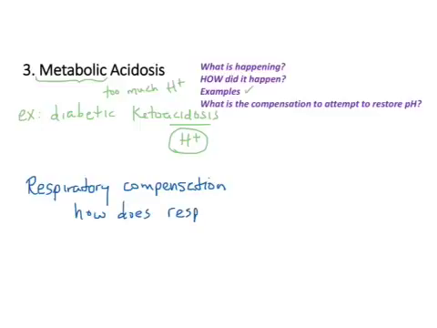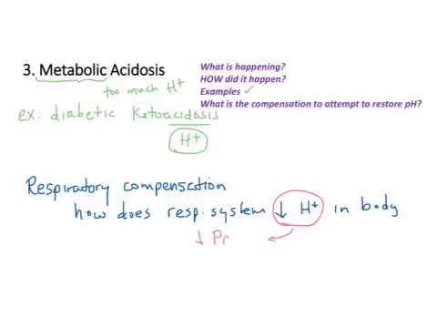So how does the respiratory system play a role to decrease hydrogen ions in the body? Then we have to make that connection that we made earlier when we were diagnosing the problem. We want to decrease the hydrogen ion in the body. Then we know what we need to do is decrease the partial pressure of CO2 in the body. And then we ask ourselves, do we decrease the CO2 in the body by hypoventilating or by hyperventilating?